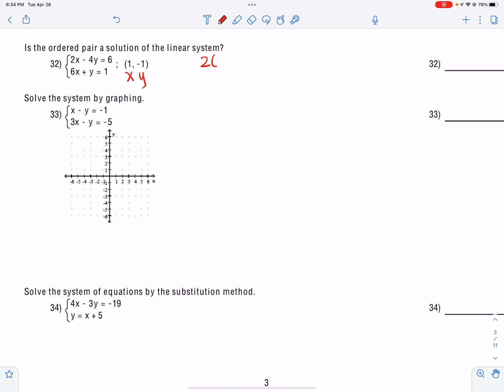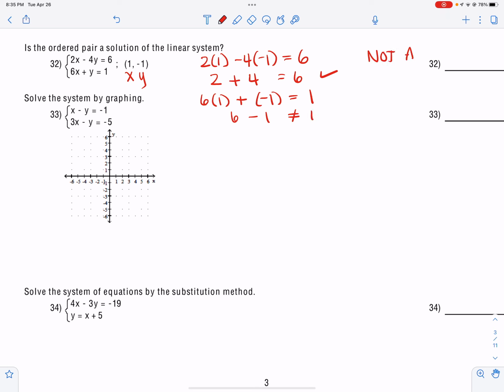So if I take 2 times 1 minus 4 times negative 1, does that equal 6? And 2 plus 4 does equal 6, so it works for that equation. Now I have to take 6 times 1 plus negative 1, and does that equal 1? And 6 minus 1 does not equal 1, so this would not be a solution.